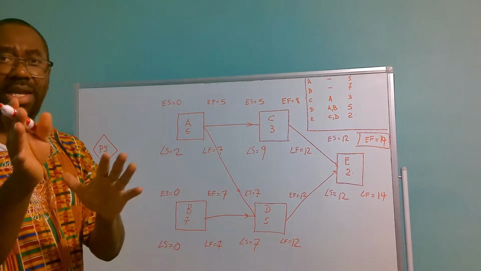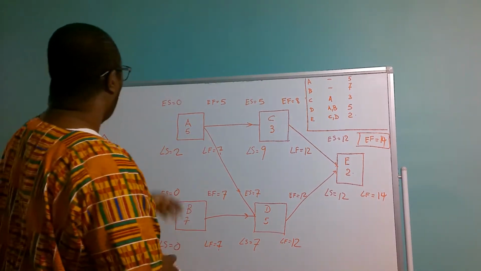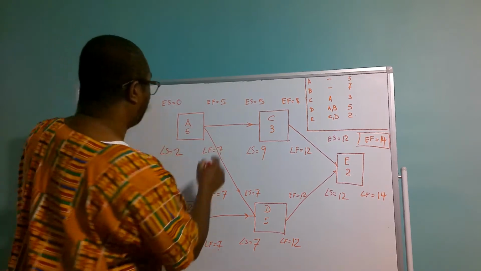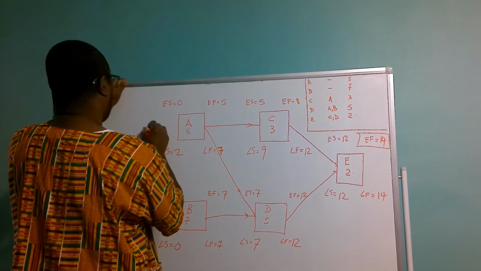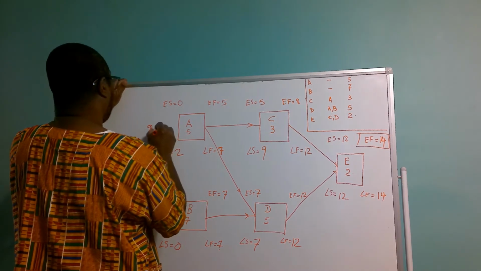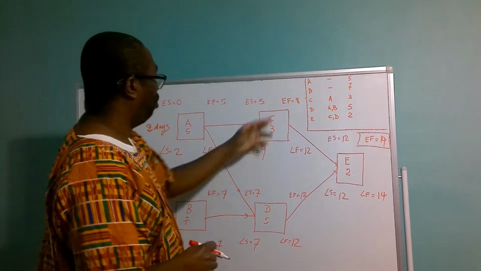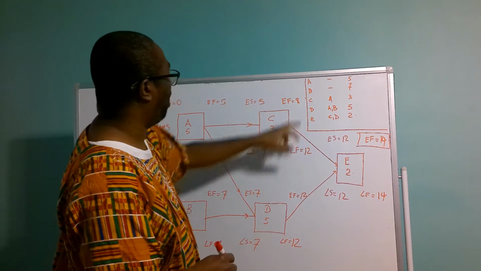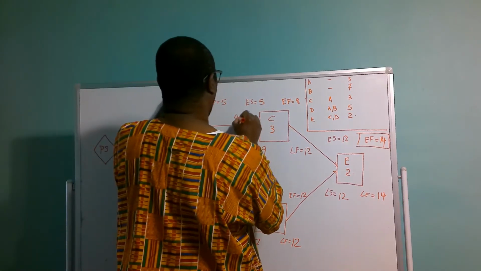So we're going to quickly calculate the float. So let's bear with me. So we have 0 from 2 is 2, and 5 from 7 is 2. So A has 2 days float. Come to C, 5 from 9 is 4, and 8 from 12 is 4. So C has 4 days float.